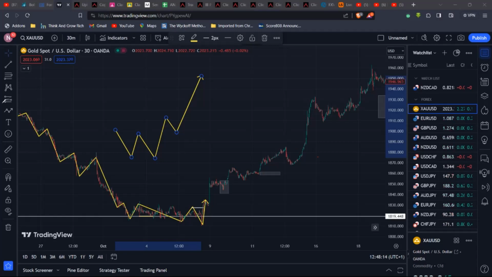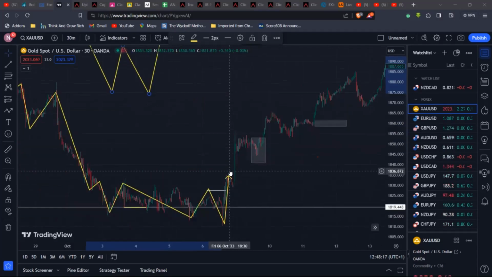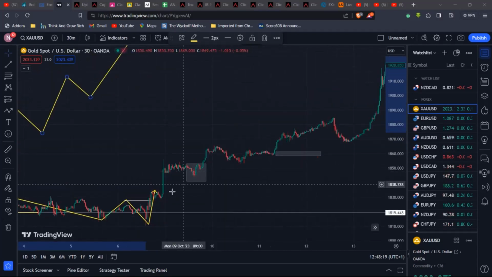Okay, so let me zoom in a little bit and let's analyze what we're potentially looking for. So we see the market has now begun to align. The weekly time frame is bullish. The daily is still bearish, mind you, but the 4 hour has now broken bullish.